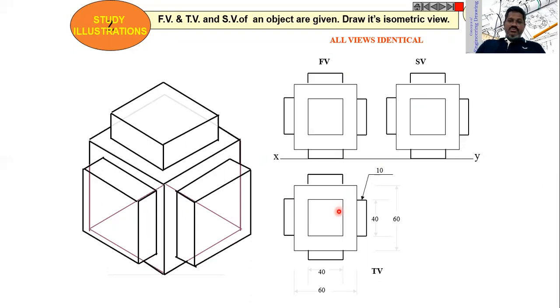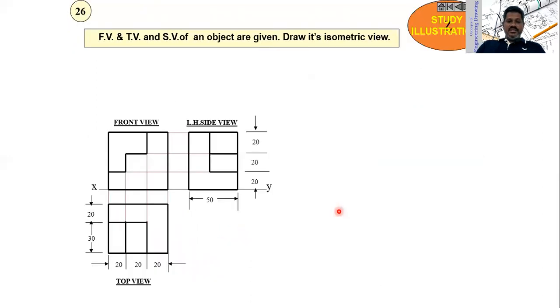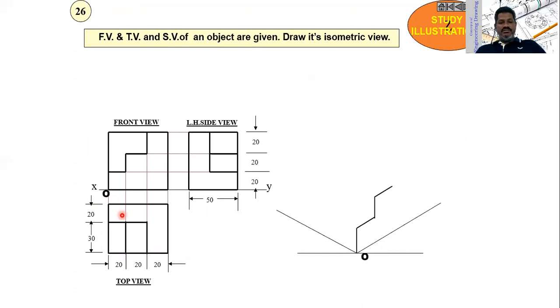Now let me take one more problem. Here you have a problem. The front view, top view, and side view of an object are given. Draw the isometric view, as you can see here. Now construct, locate the corner point, and consider one face. I'm considering this face. I'm constructing this face first.